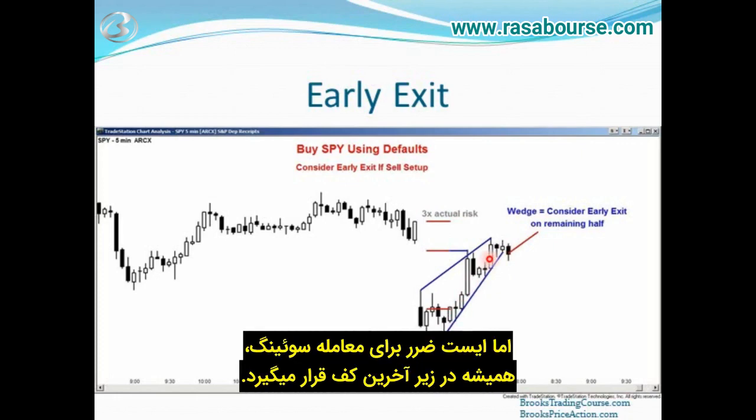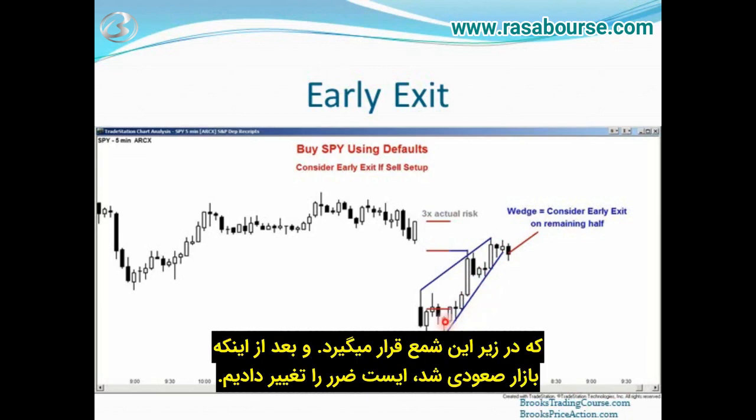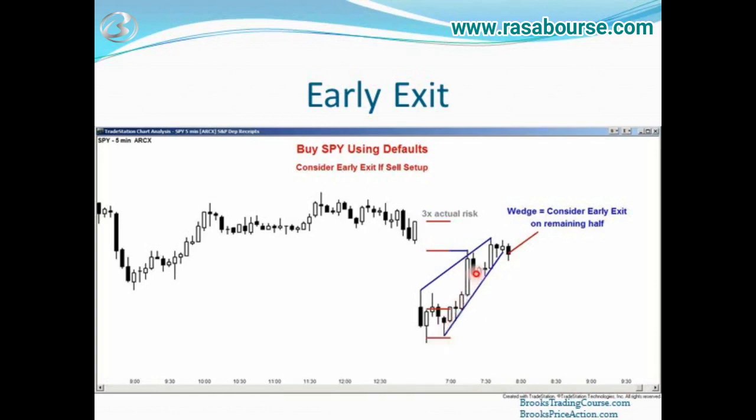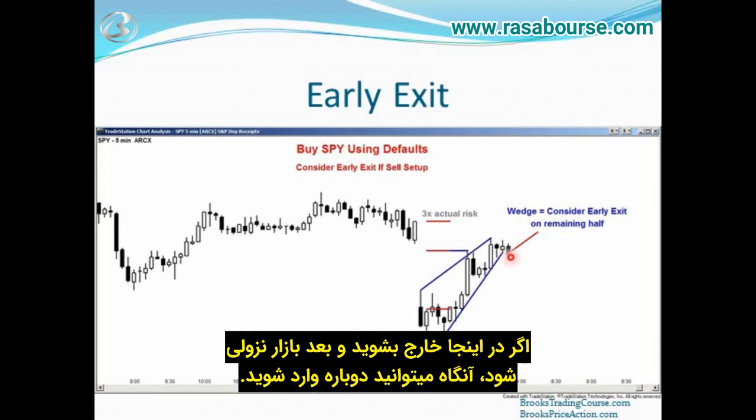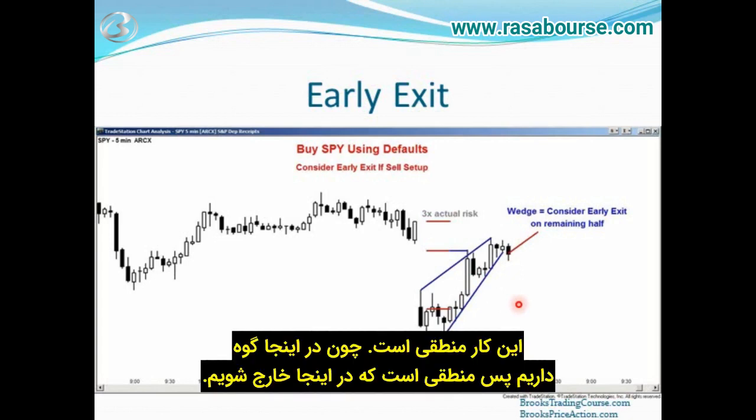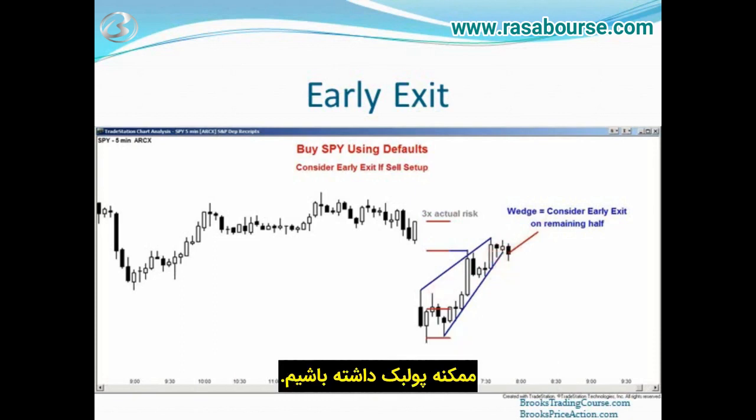However, the stop for an always in long position, a swing trade, is below the most recent higher low. So it would be below this bar, which was where you moved your stop after the market turned up. If you do choose to exit here and the market sells off, you can always look to re-enter. This is a reasonable thing to do. It is reasonable to exit here because of the wedge shape. We may get a pullback.